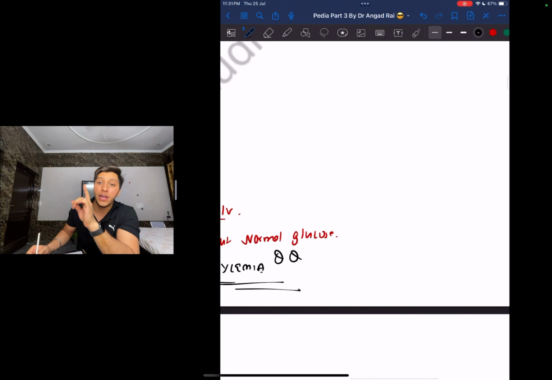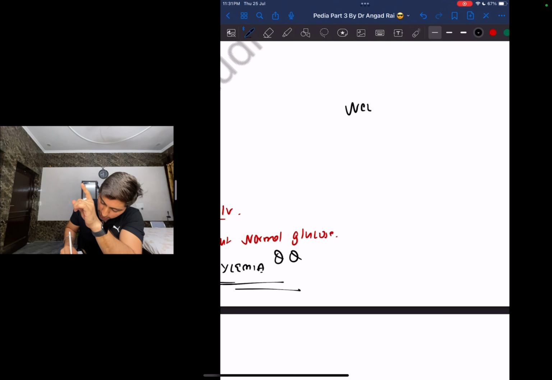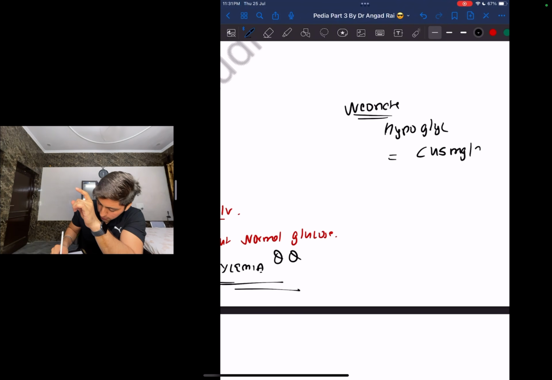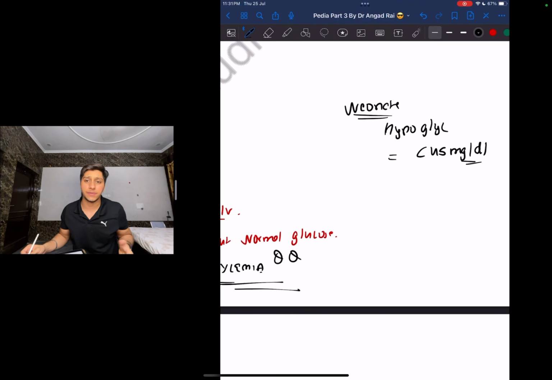Talking about the normal level, how do you define hypoglycemia in a neonate? In neonates, hypoglycemia will be considered as anything less than 45 milligram per deciliter. You will give them 5% dextrose or 25% dextrose.